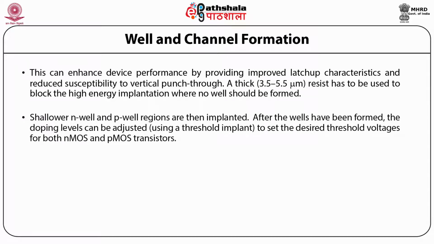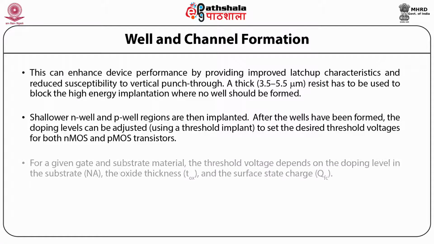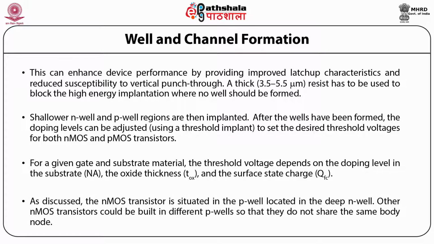After the wells have been formed, the doping levels can be adjusted using a threshold implant to set the desired threshold voltages for both NMOS and PMOS transistors. For a given gate and substrate material, the threshold voltage depends on the doping level in the substrate NA, the oxide thickness T oxide, and the surface state charge QFC. This implant can affect both NA and QFC and hence Vt.